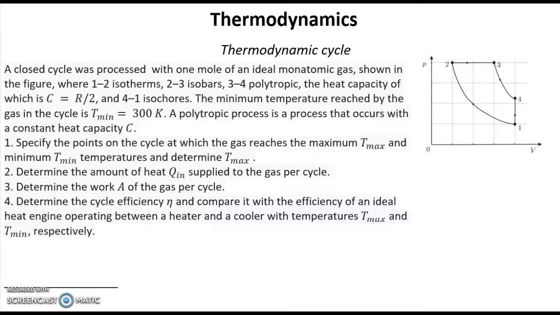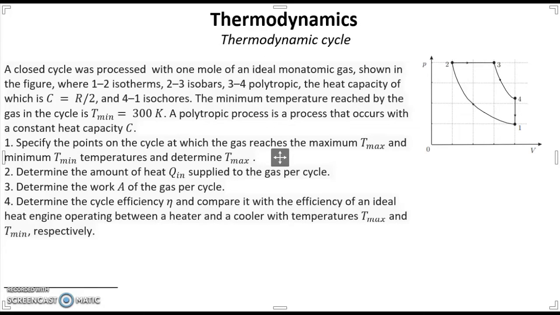And number 4. Determine the cycle efficiency and compare it with the efficiency of an ideal heat engine operating between a heater and a cooler with the temperatures T maximum and T minimum respectively.